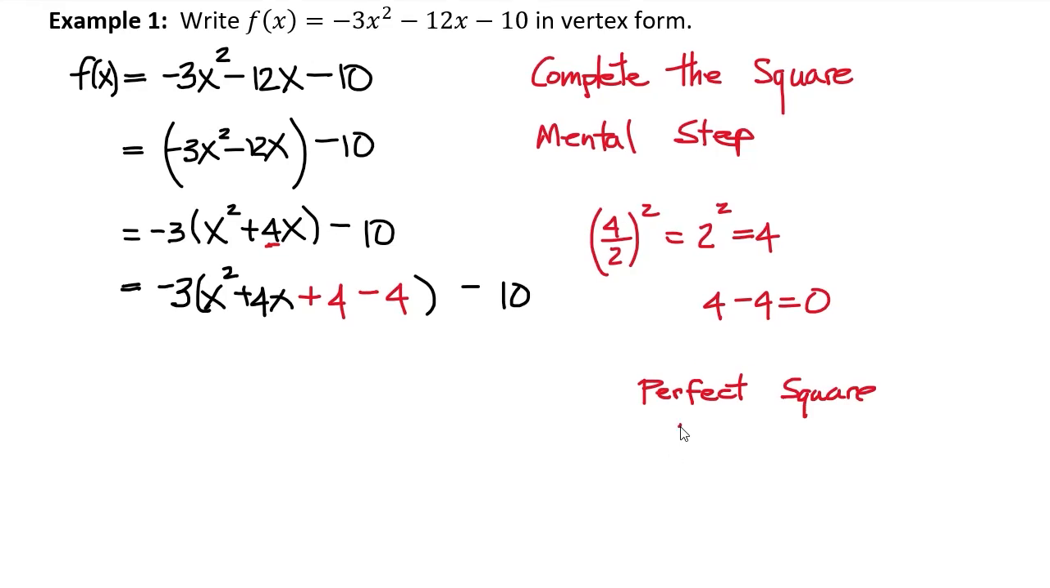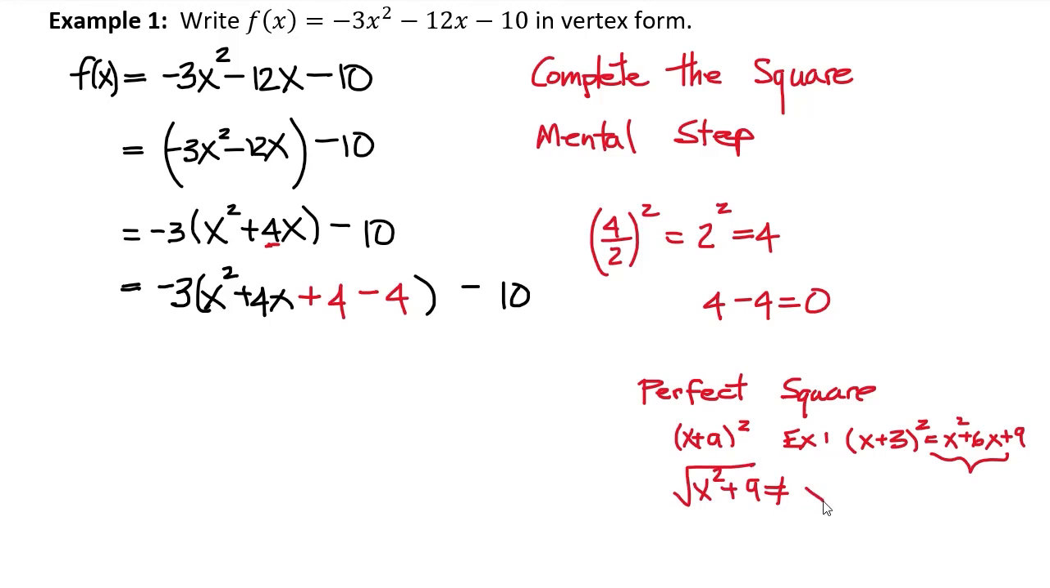So remember, a perfect square has the form (x plus a) all squared, and examples would be things like (x plus 3) all squared, which when I FOILed it out, it'd be x squared plus 6x plus 9. So that's a perfect square. Something that's not a perfect square is x squared plus 9. That does not, if I take the square root, equal x plus 3. Remember what is and what is not a perfect square.